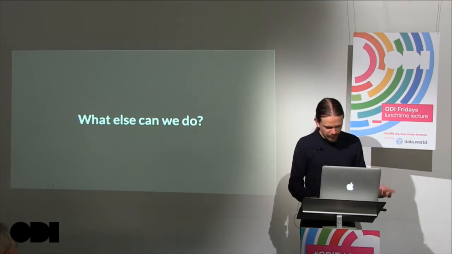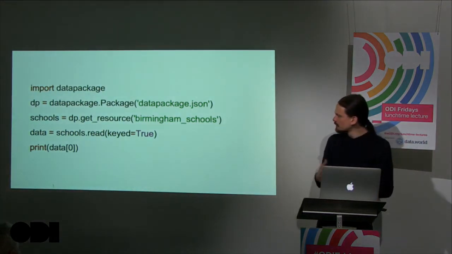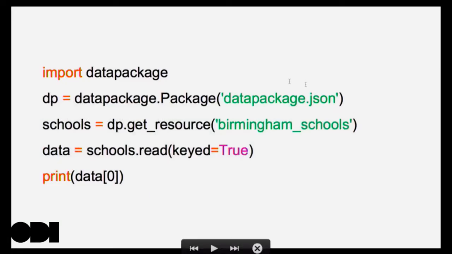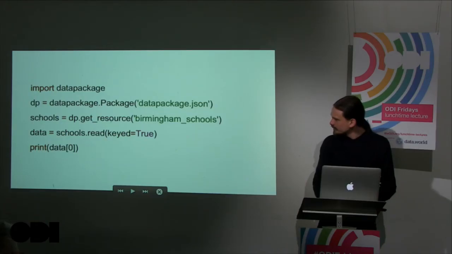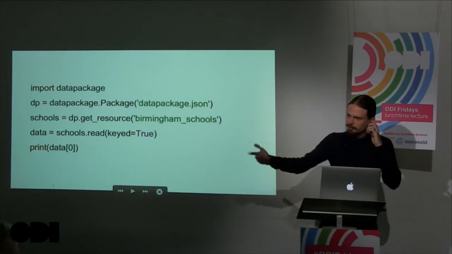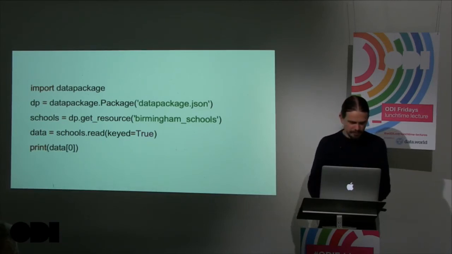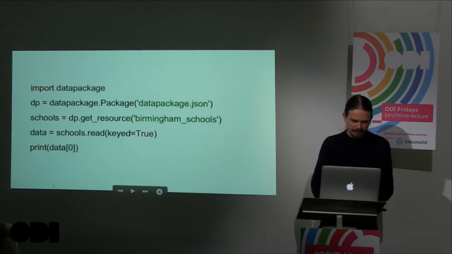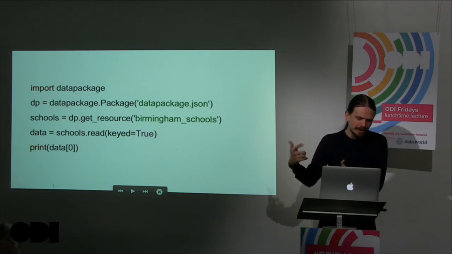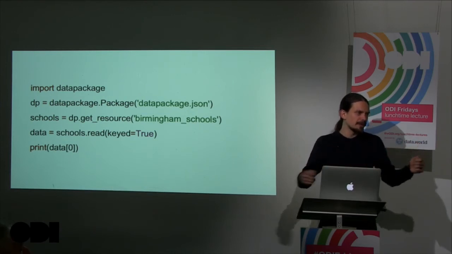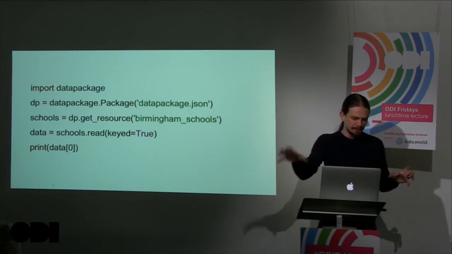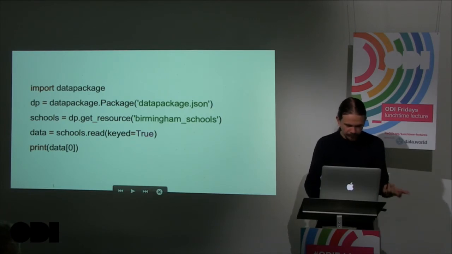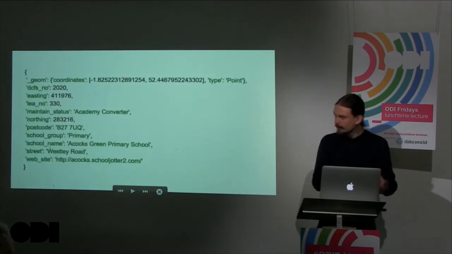And for example, in Python, if we're going to load this data package that we just created, you just import datapackage, load the file that we created. Here I'm getting the resource. Remember, a data package can have multiple files, multiple resources. We're getting this specific one, the list of schools. And here we get reading the data. Reading with this keyed true, so the return is going to be a dictionary mapping the column names to the value of the cell. And if we print the first row of this, this is what you get.